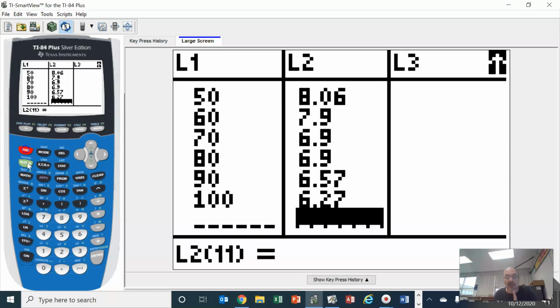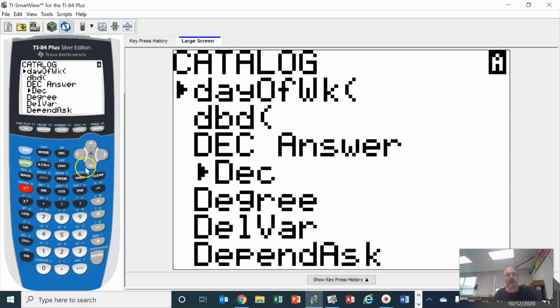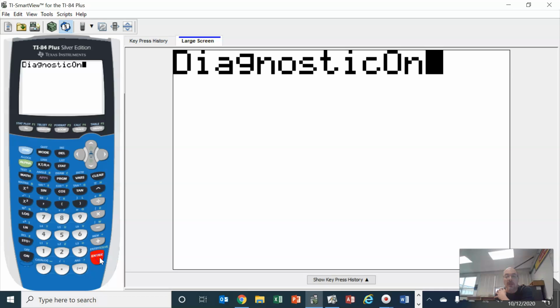So you've got to go second, and then go to the 0, which is the catalog, everybody. All right, then you're going to scroll down to diagnostic on. Okay, so you need to scroll down to the D's and go to diagnostic on. If you don't turn this on, the calculator cannot tell you the correlation. So diagnostic on, I'm going to hit enter twice, and now it's on.